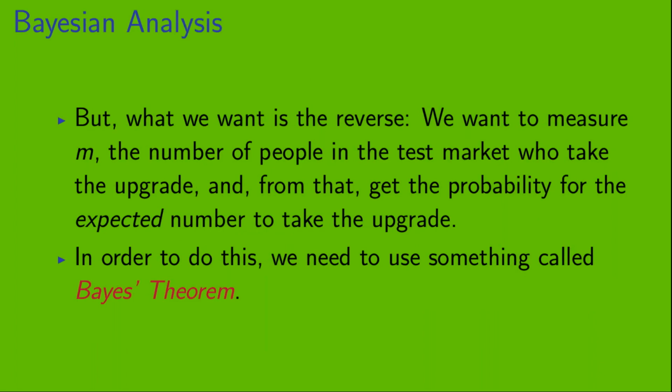But what we want to know is the reverse. We want to measure M, the number of people in the test market who take the upgrade, and from that get the probability for the expected number to take the upgrade. In order to do this, we need to use something called Bayes' theorem.